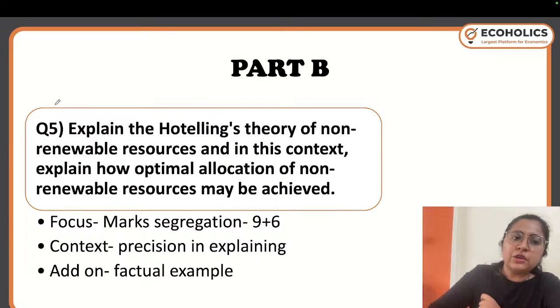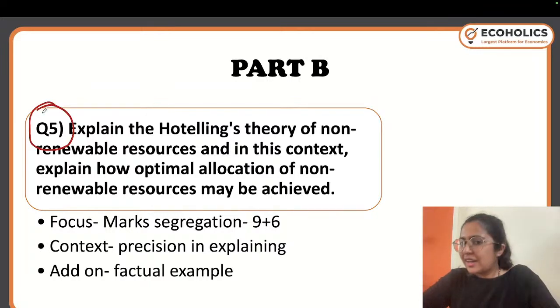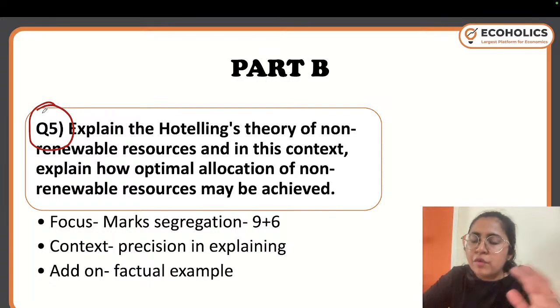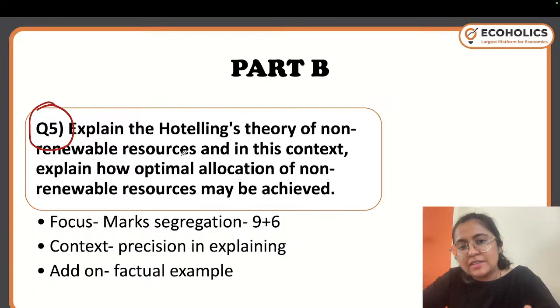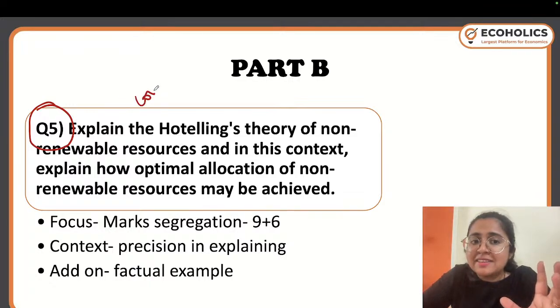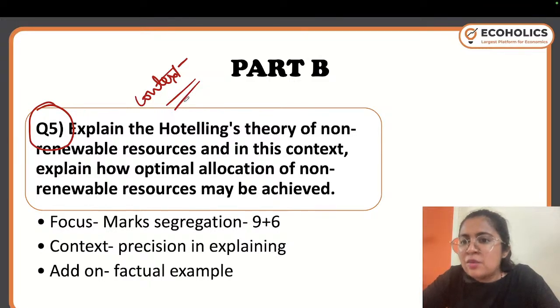Another question, which again in the live classes also had a lot of focus on certain concepts and theories. Okay, it's not a new theory that has been asked, but the context is very contemporary, very current. Let's understand what has been asked. Explain Hotelling's theory of non-renewable resources. Okay. And in this context, explain how optimal allocation of non-renewable resources may be achieved.